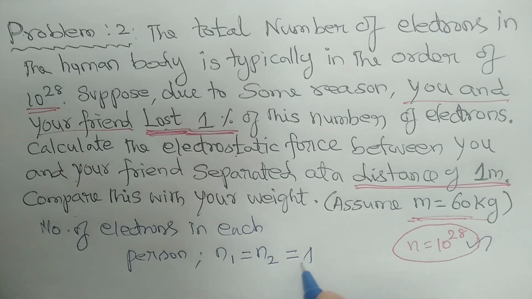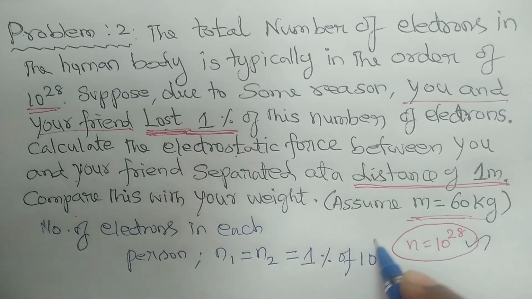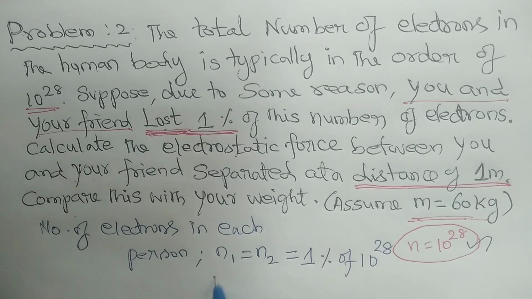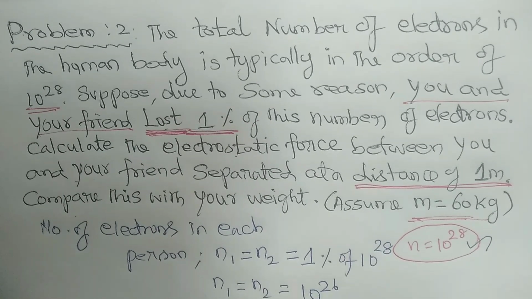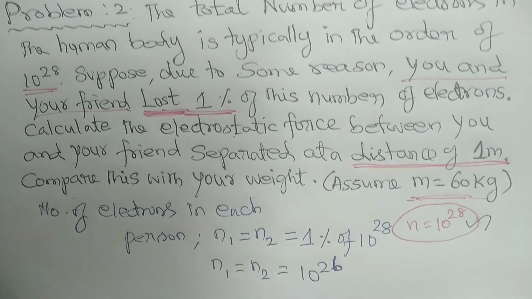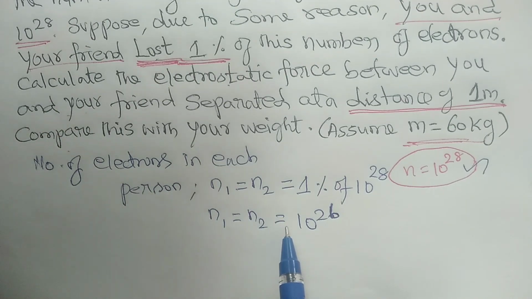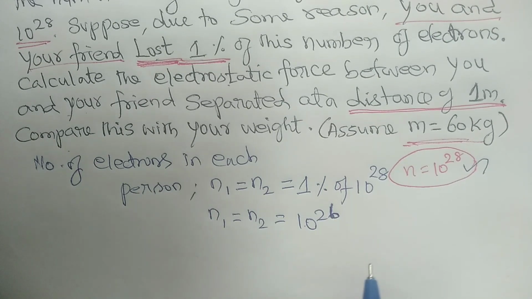So we will write 1% of 10 power 28. So 1% of 10 power 28 is equal to 10 power 26. So each person has 10 power 26 electrons after they have lost 1%.